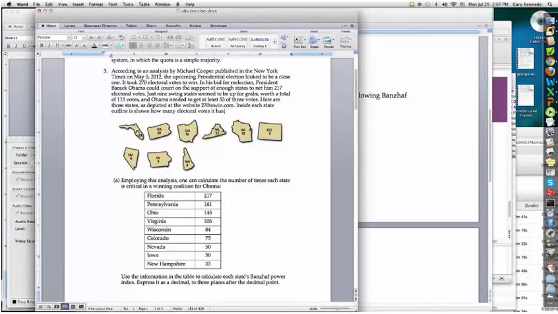One more thing before I leave this example is to note what actually happened. What actually happened on election day last year. Well, it turns out Obama won every one of these 9 states.